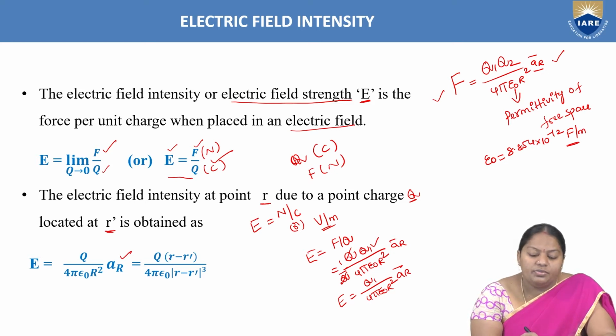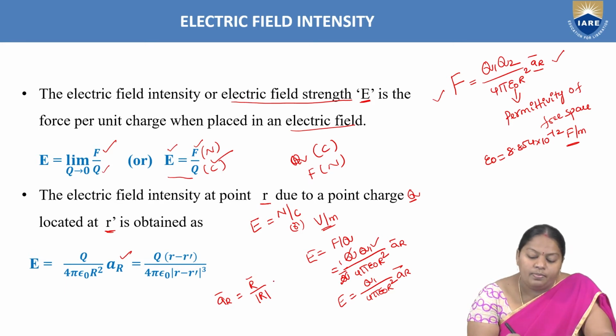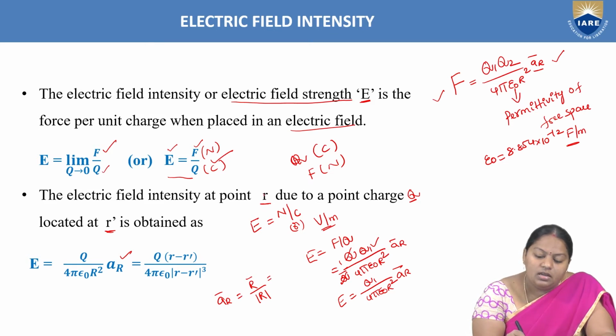Then if we find the distance of that, we know that the unit vector aR is defined as R by its magnitude, where R is said to be in vector form and modulus of R denotes the magnitude of that vector. Then R is the distance between the point charges: if the point charge Q is located at a particular position R and Q1 is located at a particular position R dash, then the distance R is given by R minus R dash by its magnitude, modulus of R minus R dash.